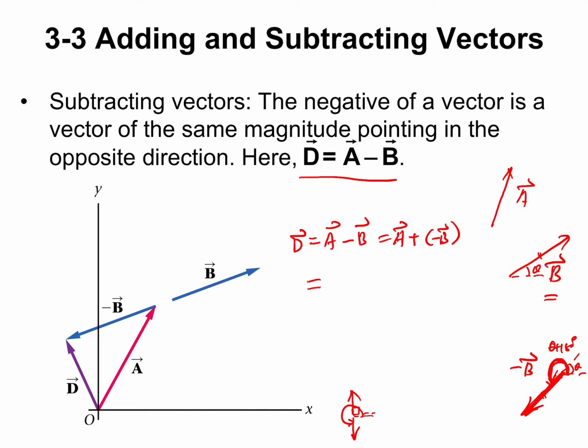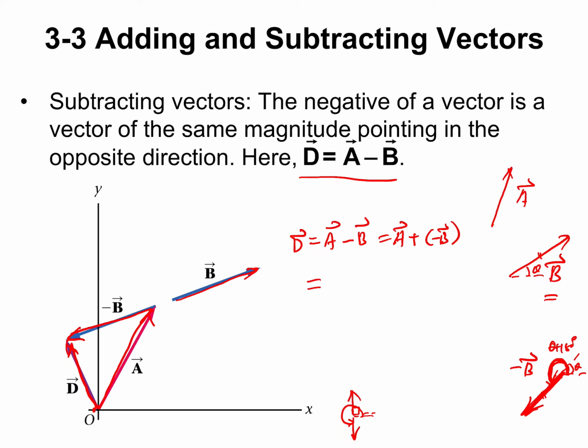So you can add them together in a graphic method, right? You draw the first vector A. At the tip of the first vector, you draw the second vector, which is negative B. This is B, right? Negative B will be this vector. So the resultant vector is from the tail of the first vector to the tip of the last vector. So this is the vector D, which equals A plus negative B, which is A minus B. Okay, so that's how you do the subtracting.